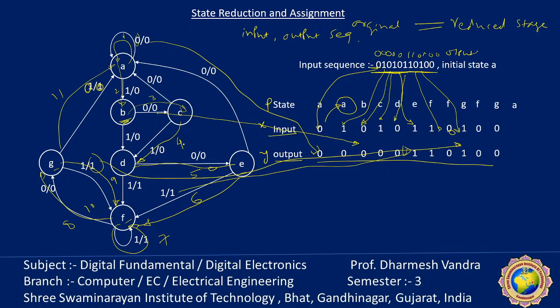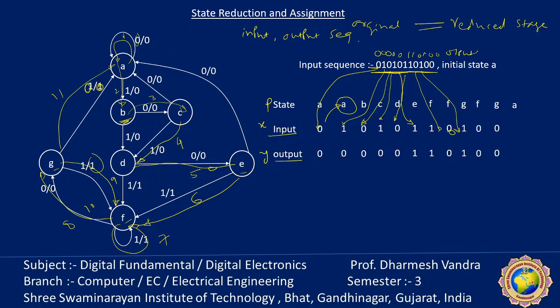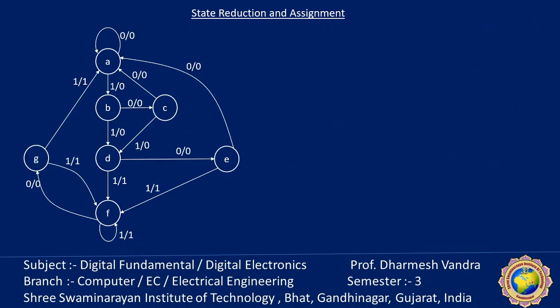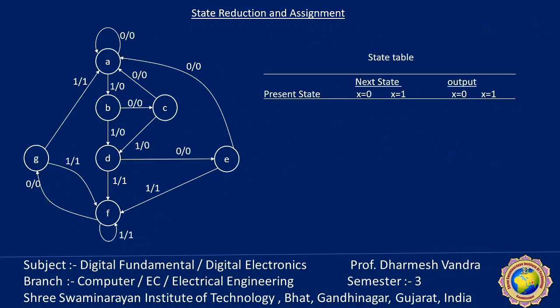Now once we reduce this circuit, the output remains the same in this way. Let's start with the reduction. First, we have to make the table, converting the state diagram into the state table. Present state A, input 0: the next state is A, and the output is 0. If it is 1, the next state is B, and the output is 0.